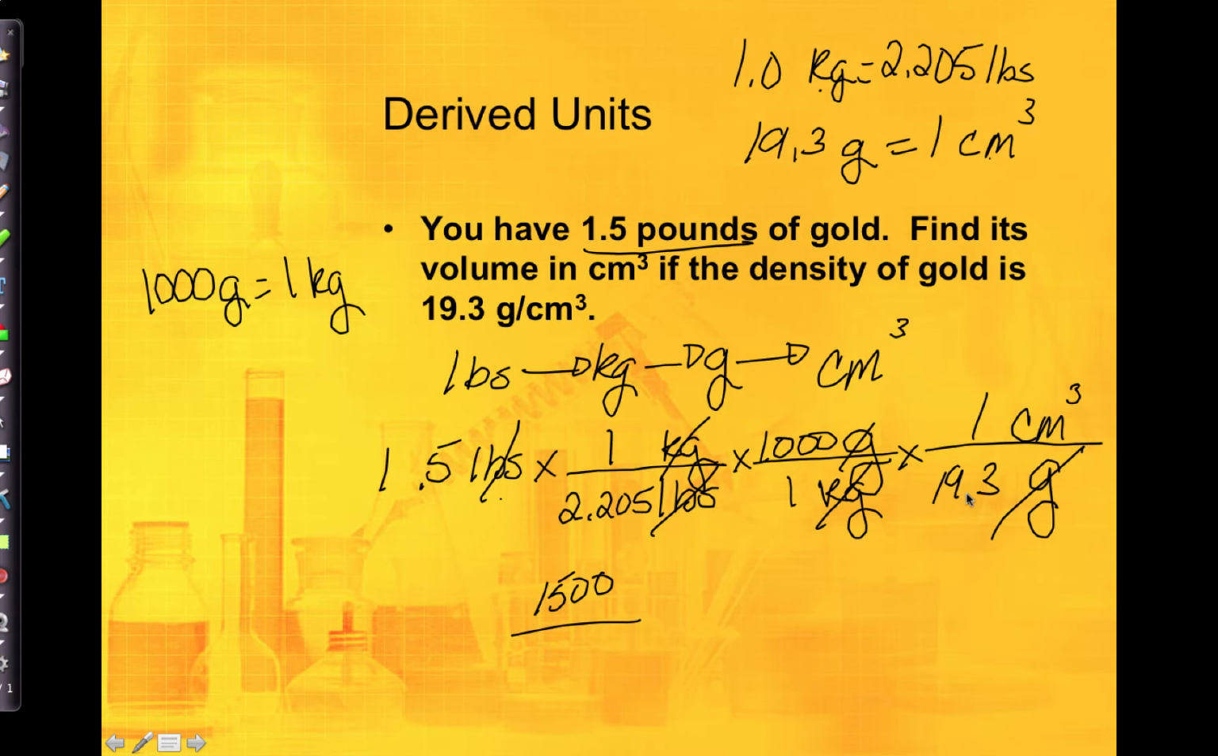2.205 times 1 times 19.3 should give me 42.55. All right. And then go ahead and divide. You should get 35.24. And then don't forget your unit. It's cubic centimeters. All right. And then that's how you would do this type of problem.